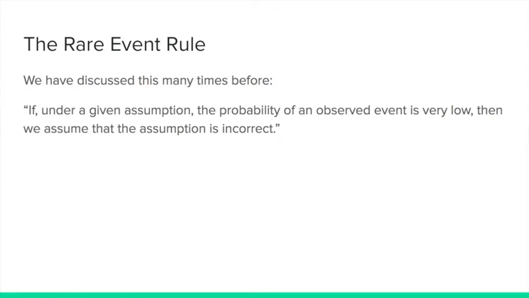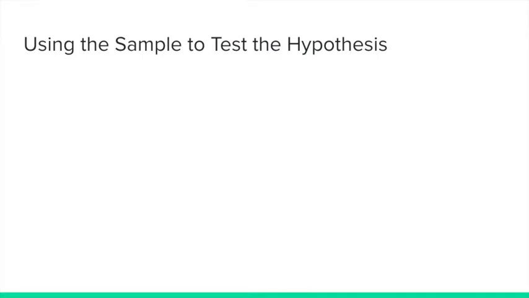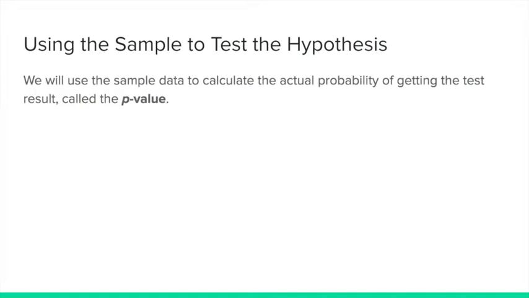So we have a particular assumption, and then we go to the real world and we collect some data, and if the probability of getting the data that we got was very low, then we don't assume that our data is bad, we assume that our assumption was bad. All right, so that's the idea for using a sample to test a hypothesis. So we're going to use the sample data to calculate something called the p-value. P in this case just stands for probability. It's probability value, although we call it p-value as a special name for this particular probability.